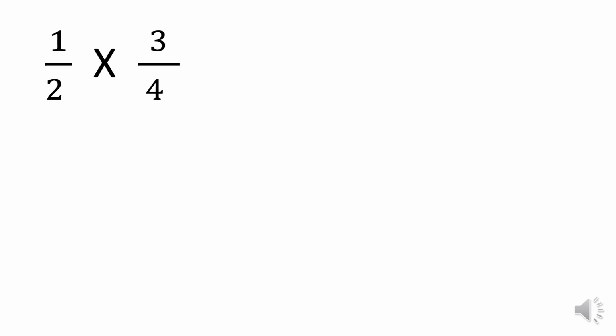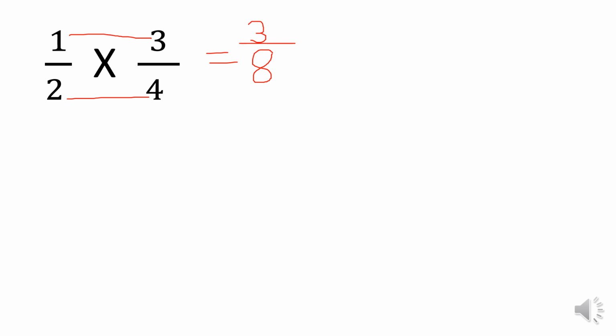Number 1, we have 1/2 multiplied by 3/4. Now multiplying fractions is very easy. All we need to do is multiply our numerators and our denominators. 1 multiplied by 3 is 3. 2 multiplied by 4 is 8. So our answer is 3/8.